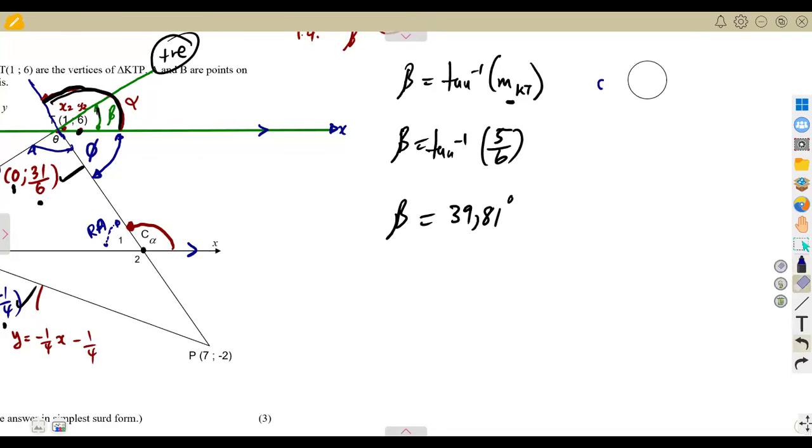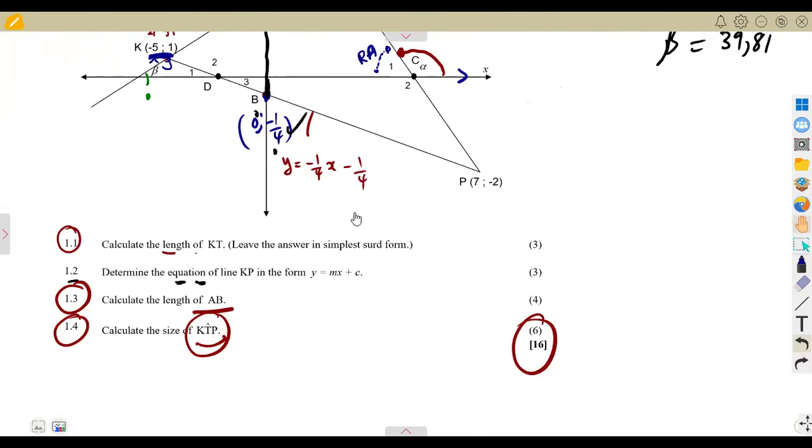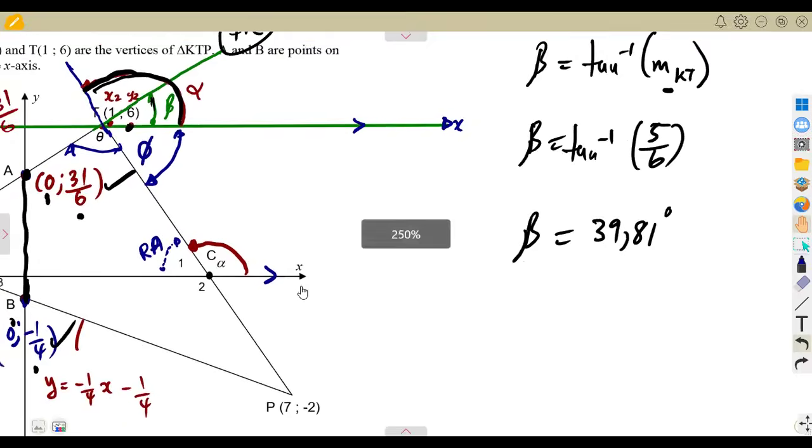Remember, we talked about that. But we need the reference angle from where? From this line. Do we have the gradient of this line? TP. From our calculations, we never had the gradient of line TP. We never had something like that. So you see now, we are forced to calculate this gradient of line TP.